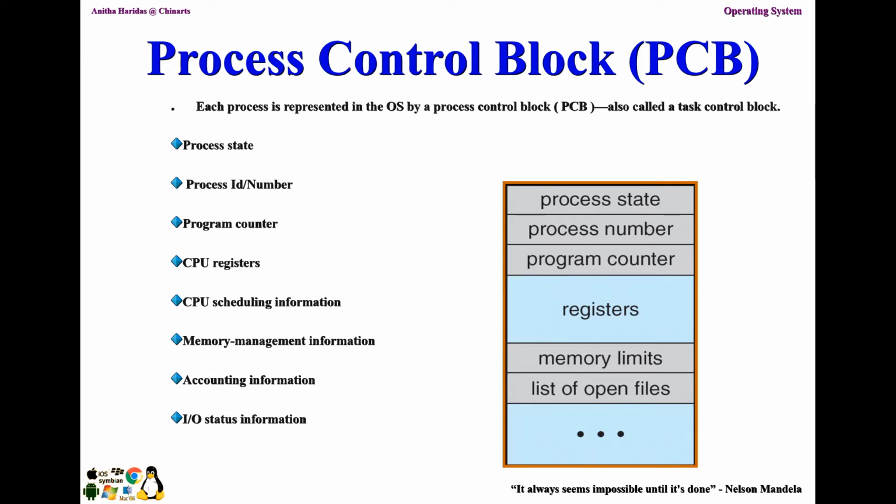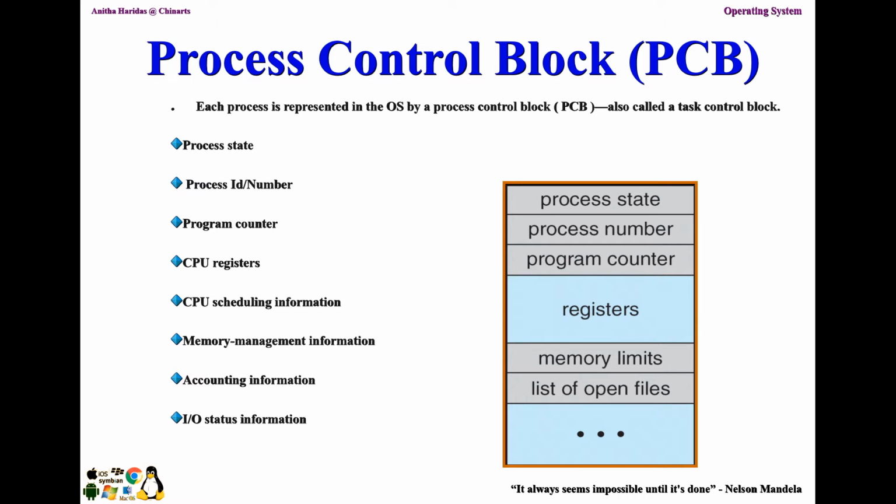Then we talked about the process control block, which is very important. Whenever the CPU takes a process for execution, it creates a process control block which stores the information about the process. What is the current status of a process, that will be stored in the process control block. So it will have the process ID, or you call it process number, then the content of the program counter and all the CPU registers which were used by the process.